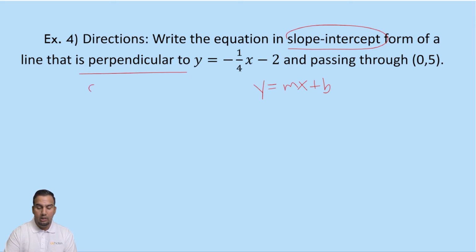Don't forget, perpendicular represents what again? Opposite and reciprocal, which I'm just going to write as flip. Flip the what? Flip the fraction. And it passes through (0, 5). Wait, what? It passes through what point is that?